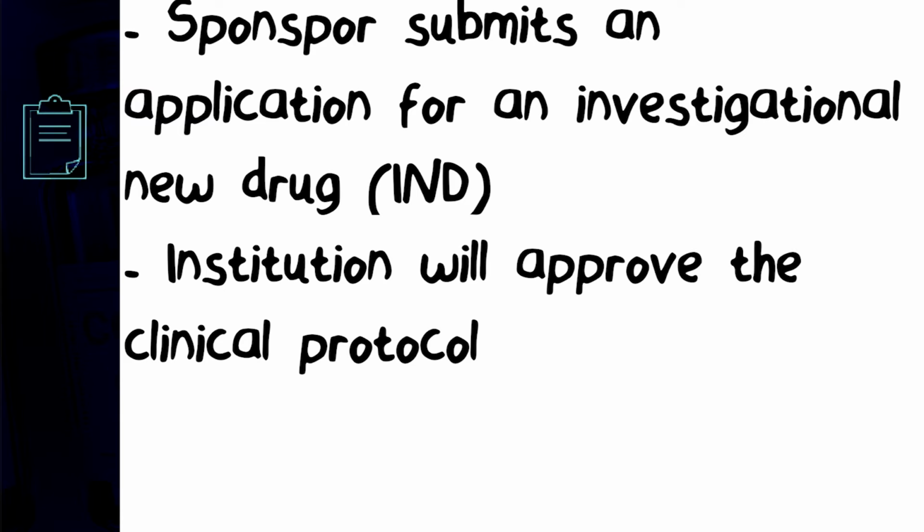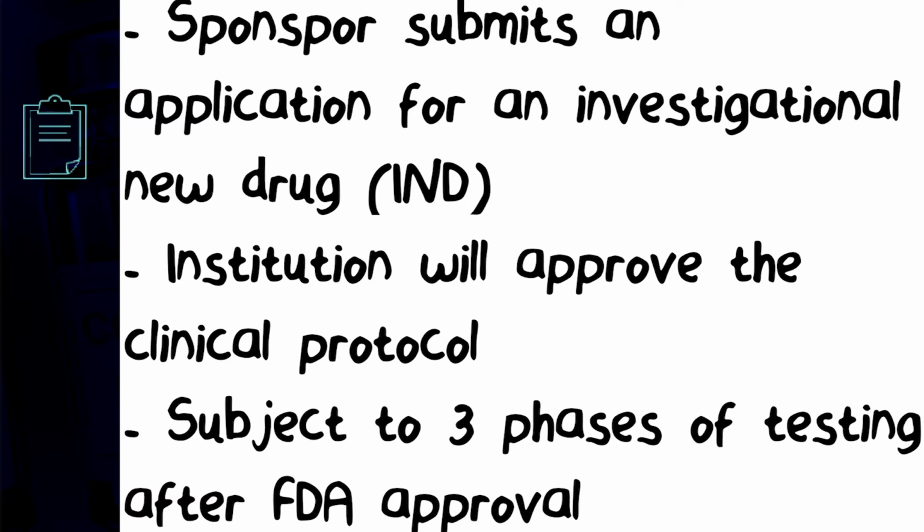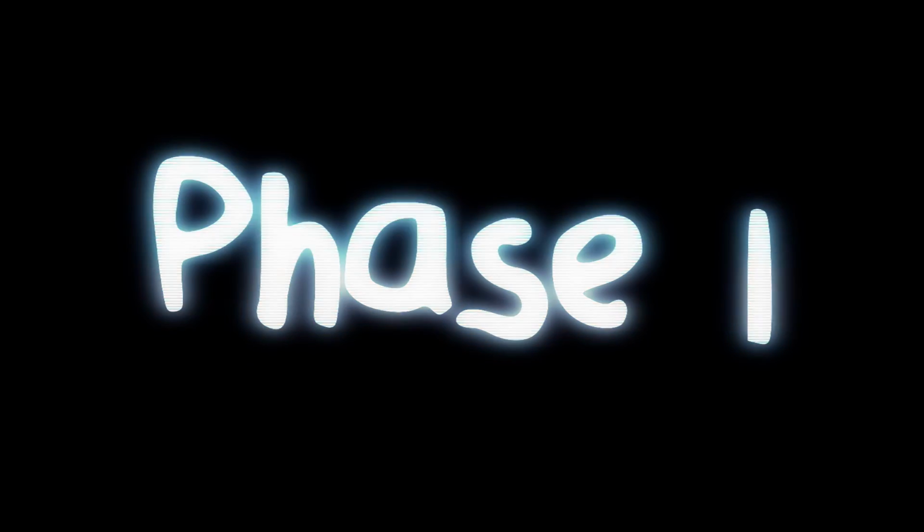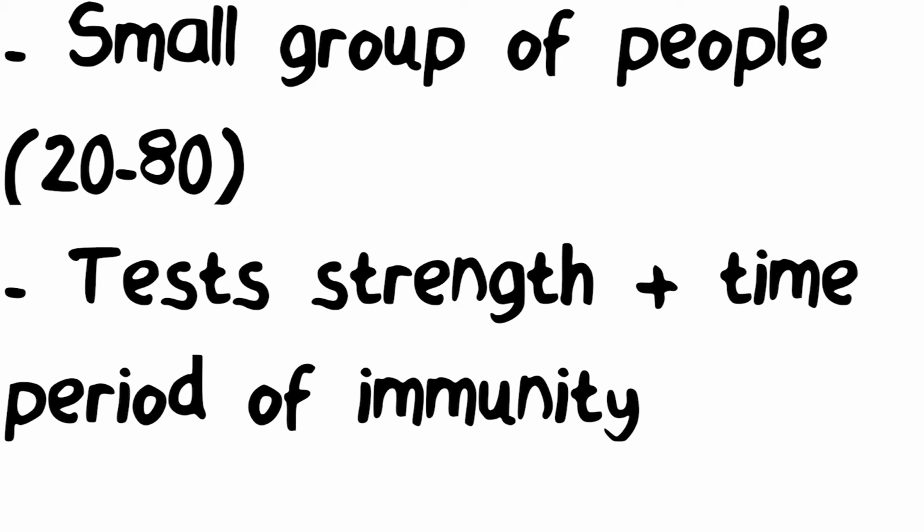Once the IND application has been approved, the vaccine is subject to 3 phases of testing. To summarize the 3 phases, the first phase includes testing the vaccine with a small group of people, usually around 20 to 80 people. This phase mainly aims to check and collect data on the extent of immunity gained from the immune response. This includes the strength of immunity as well as the time period.